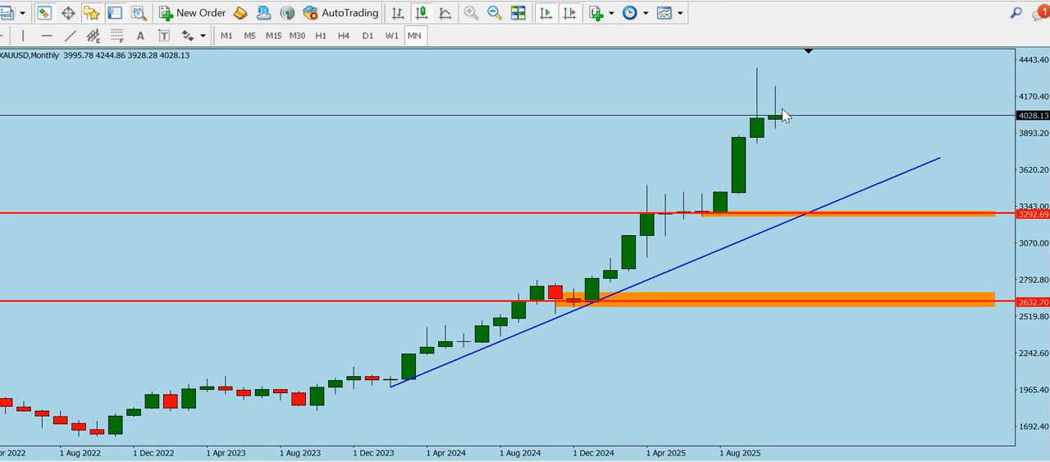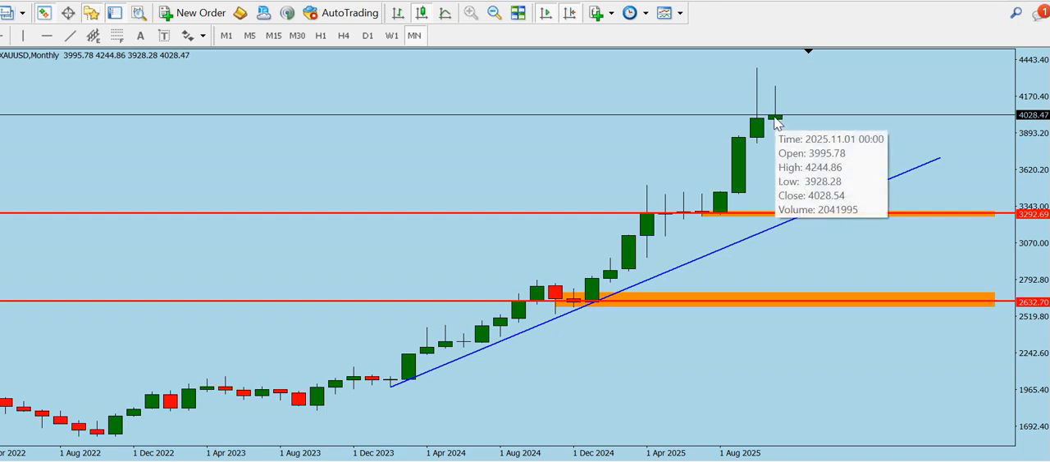A drop to that open price might either go back up or possibly drop further. And if the monthly candle closes bearish at this point, we might see price start to drop towards the trend line or towards the first order block at 3292.69, because the trend line is in confluence with the order block.